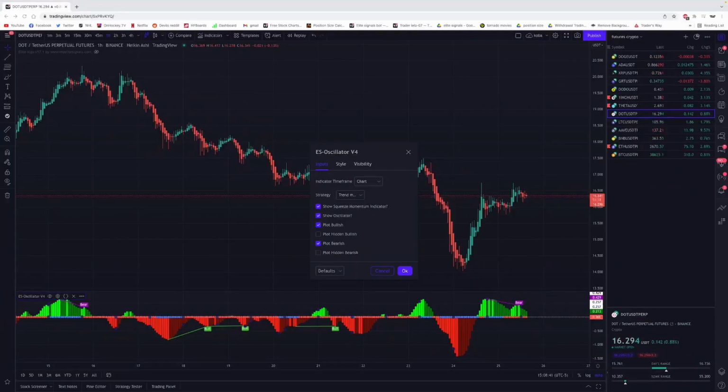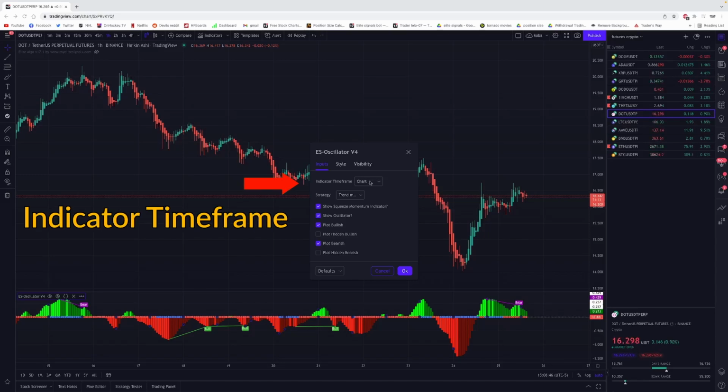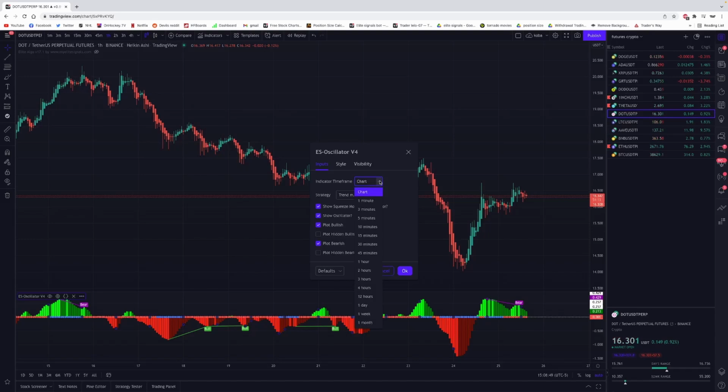Okay, so the first feature I want to talk about inside the Elite Oscillator is the indicator timeframes. Now, what does this do? This helps you pick what time frame you want the Elite Oscillator to be showing you. For example, if you are currently on the 1 hour time frame on your chart, but you want the oscillator to show you what's happening on other time frames, like the 15-minute, the 4 hour, or the 1 day, all you gotta do is click on this drop down menu, select the time frame that you want to see, and then it's going to show you what's happening on those time frames. So if you're looking to do multi-time frame analysis, then this is a tool that can help you out tremendously.